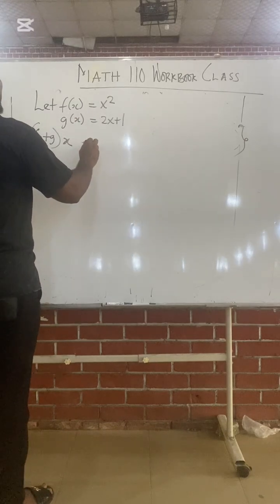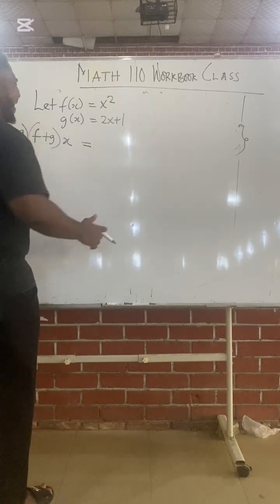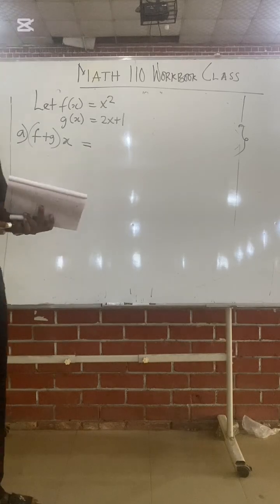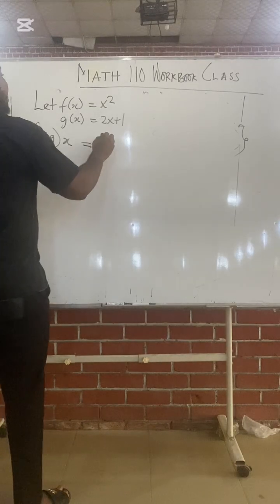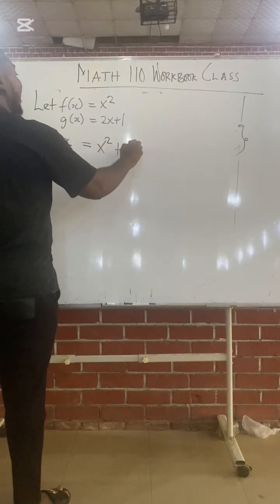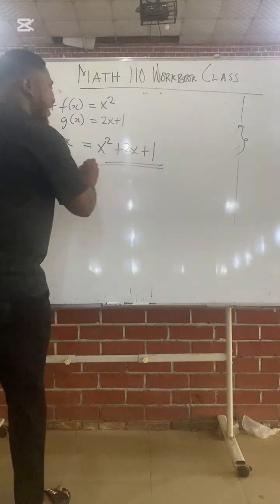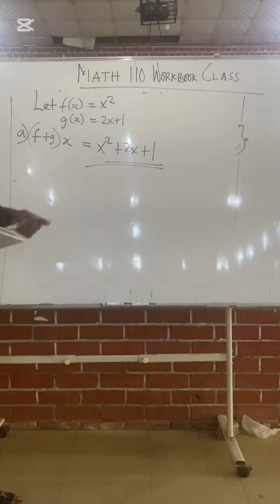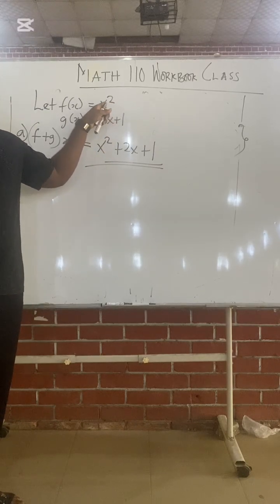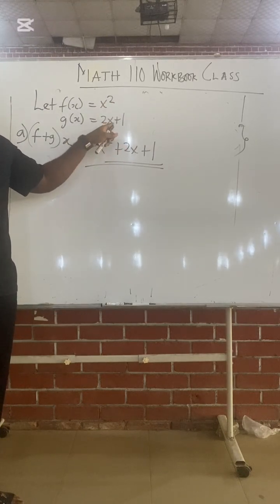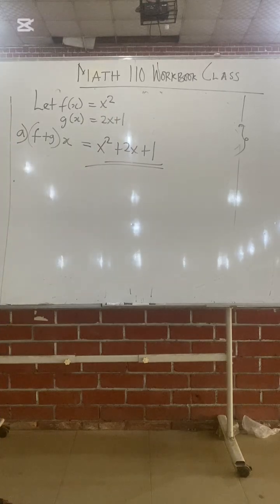There is no common term between f and g. The only thing we can do is to say x squared plus 2x plus 1. Final. There's nothing that can make x squared add up to 2x. They don't have the same term. The power here is squared, the power here is linear. So adding up the two functions is just to add f to g and you are done.